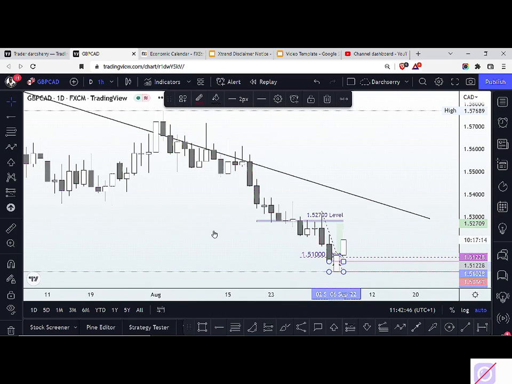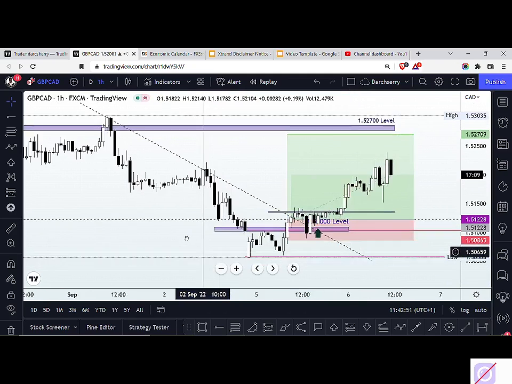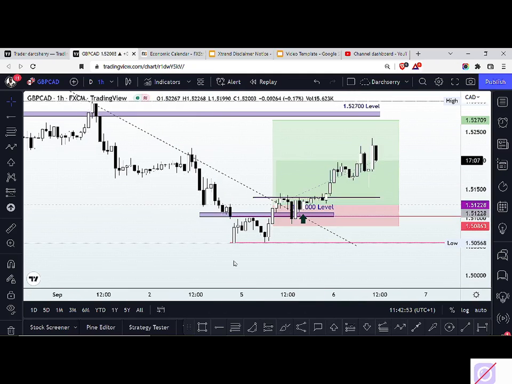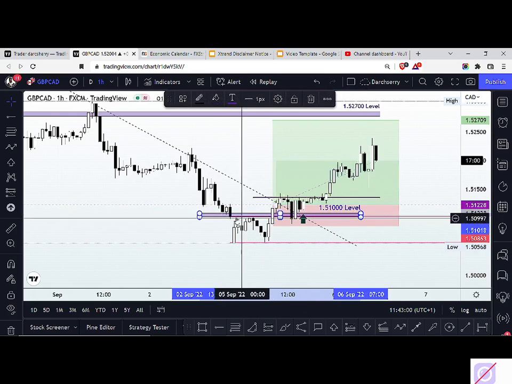during the early hours of the week was this. Let me show you what I saw here. This is where price started this week. We can see we had a huge gap here. Price closed here last week. Price closed at exactly the 1.5100 level. That was last week.